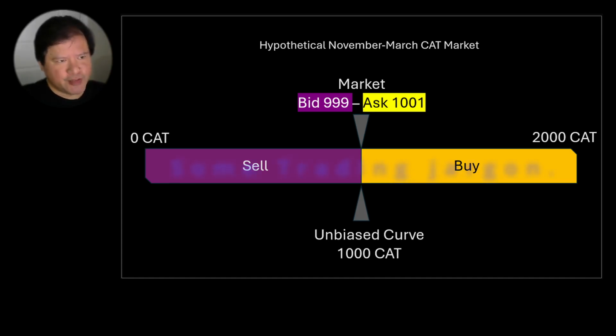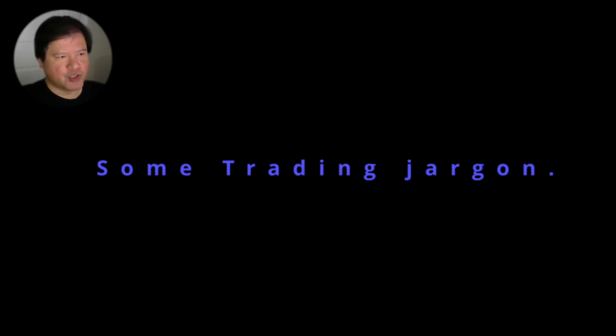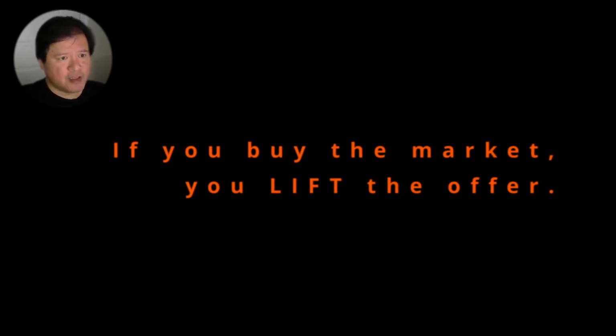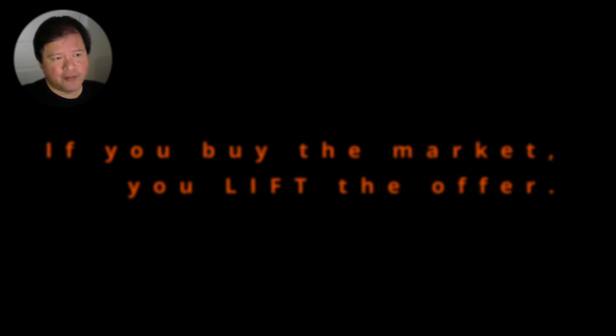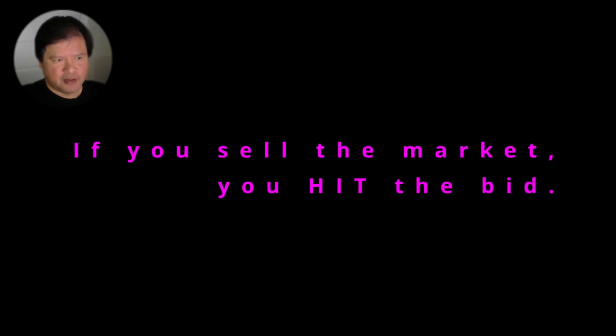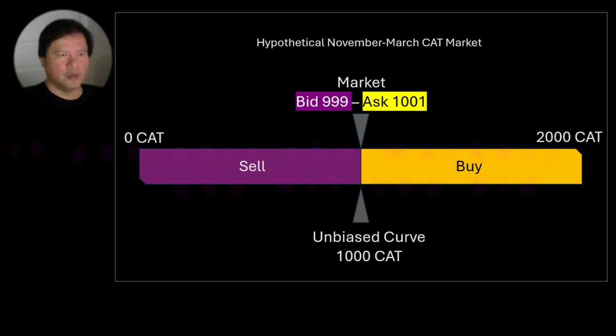So here's some trading jargon that you'll have to learn and know as we go along. First, if you want to buy a market, you're going to lift it. Some traders will say, lift the offer. And if you want to sell a market, you're going to hit it. And some traders will say, hit the bid. So in this case, the market is right on your curve.